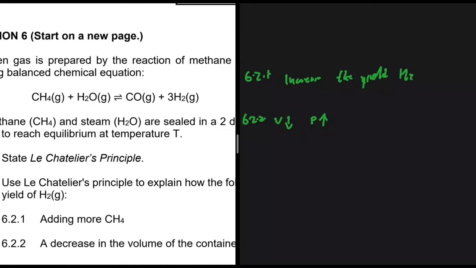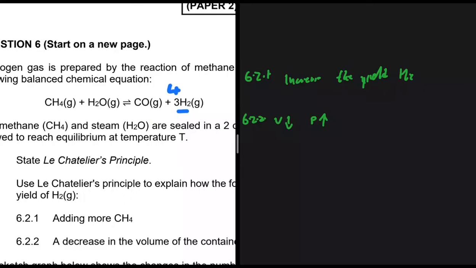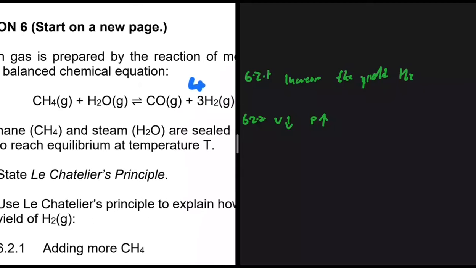Okay, but if you take a look at our reaction, we can see that we have methane as a gas, H2O as a gas, carbon monoxide as a gas, and hydrogen gas as a gas. So we need to take a look at the left hand side and at the right hand side, the products and the reactants. In the products, we have 4 moles of gas, right? 3 from hydrogen gas and 1 from carbon monoxide. And then on the reactants, we have 2 moles of gas, right? 1 from methane and 1 from H2O.